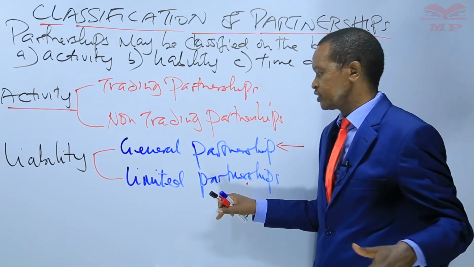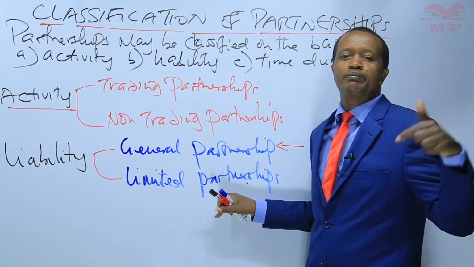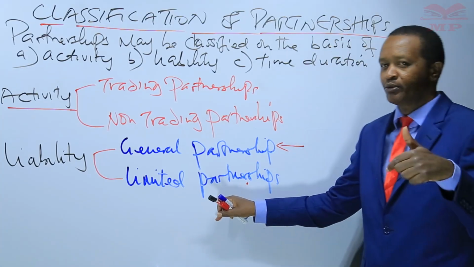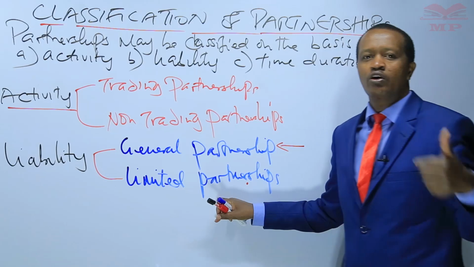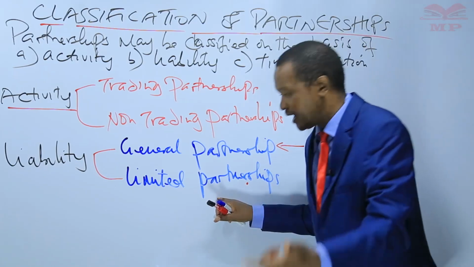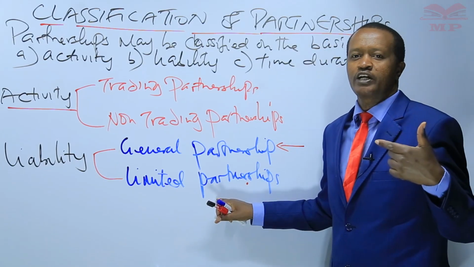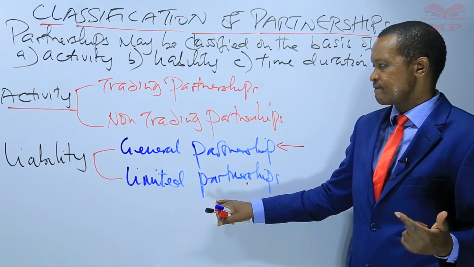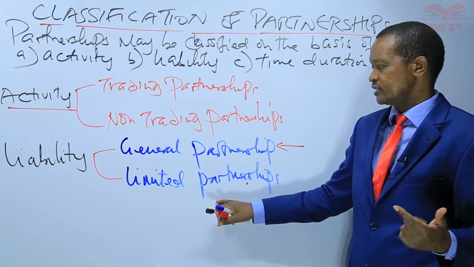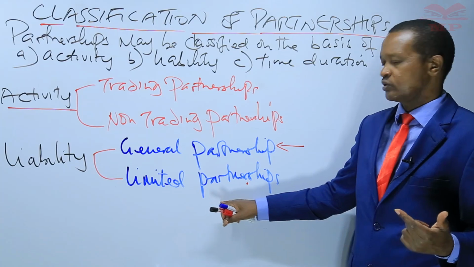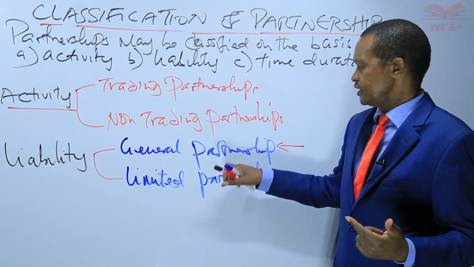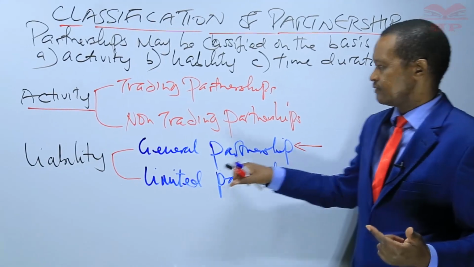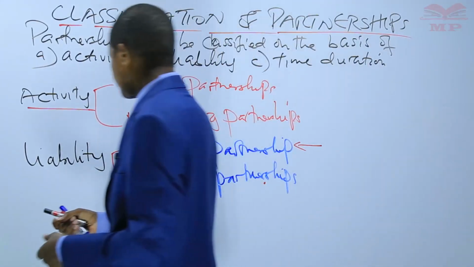Then lastly, the fourth condition is that the limited partner or partners, because it can be one or more, should not be held liable for the debts of the partnership beyond the amounts of capital they have contributed to the partnership. Okay, that is a condition. So these are the two classifications under liability.